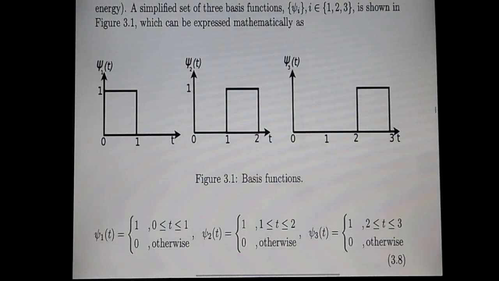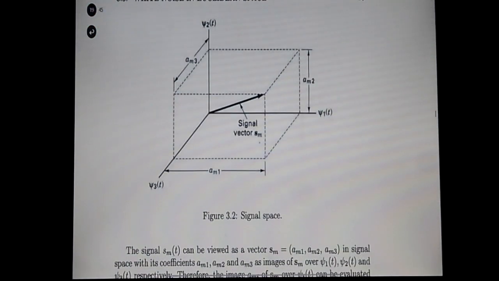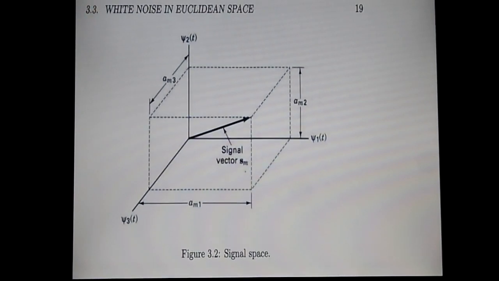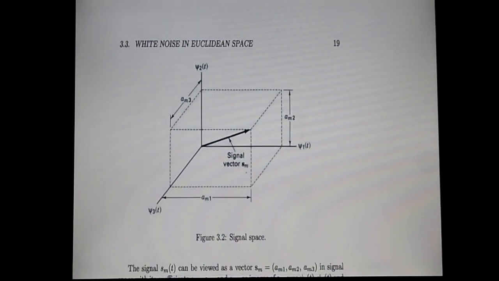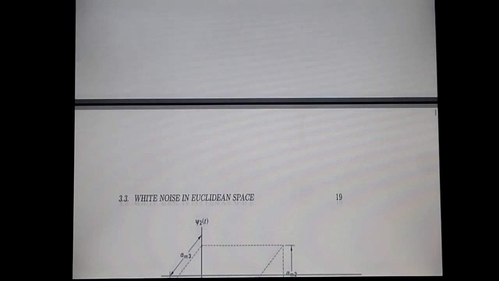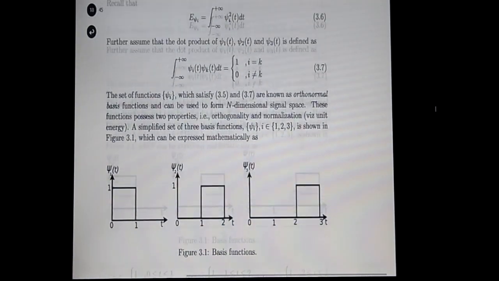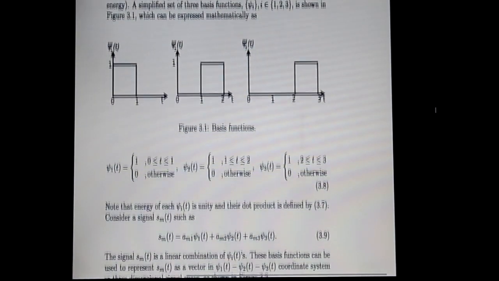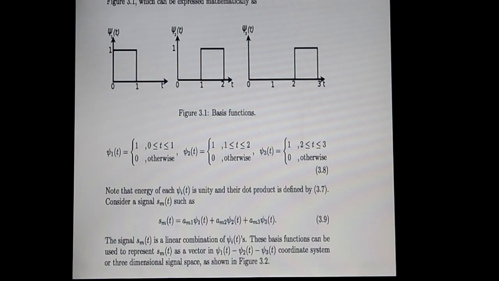Now if you go to this signal space diagram, I think it would be more meaningful right now, because now you understand psi 1 of t, psi 2 of t, and psi 3 of t, which are the three orthonormal basis functions, or the three signals. Any position vector in this three-dimensional space would represent a signal, and that signal would be written as a linear combination of psi 1 of t, psi 2 of t, and psi 3 of t.